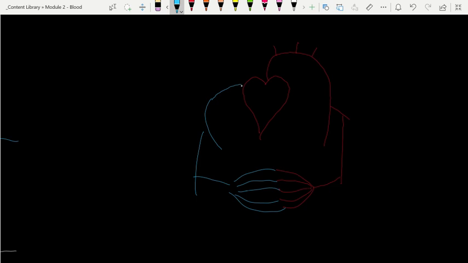Let's look at, we've got large arteries, we've got here elastic arteries, here we've got large muscular arteries, here we've got small muscular arteries and arterioles. And then over on the other side, venules, and then small veins, and then large veins.